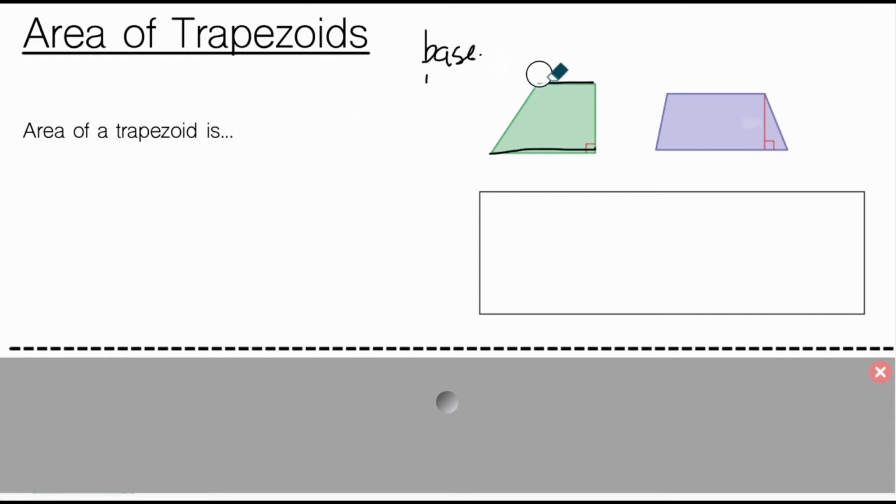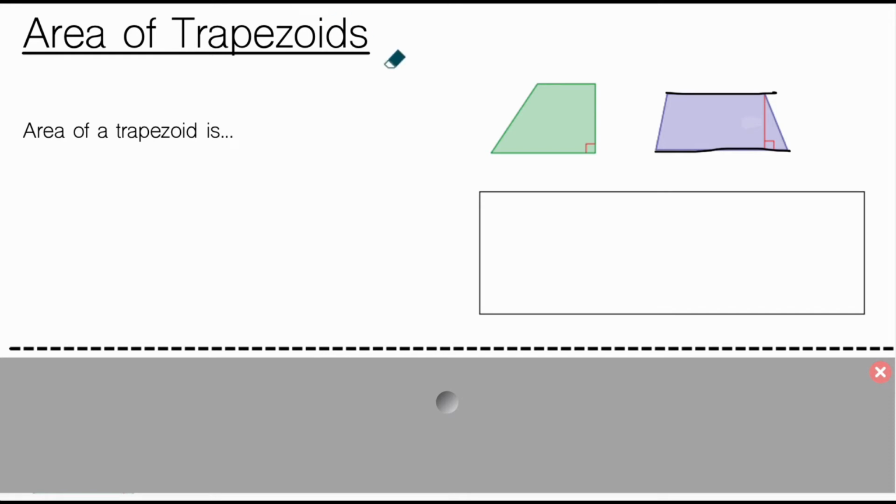And just to reiterate what I said initially, which two sides are the bases? Always and forever, it's going to be the two sides that are parallel to one another. So in the purple figure, that would be these that I just outlined in black, B1 and B2.